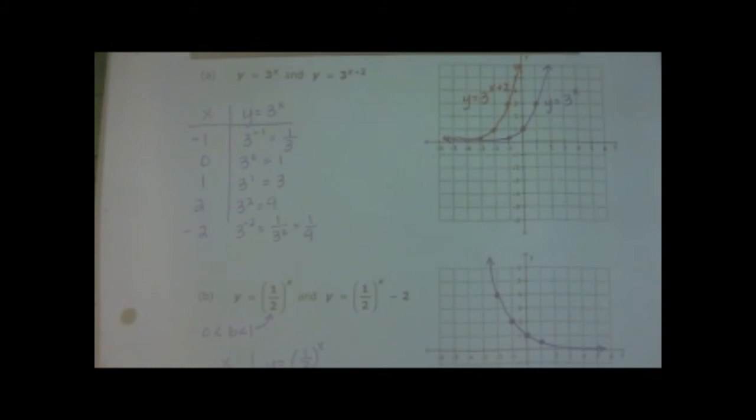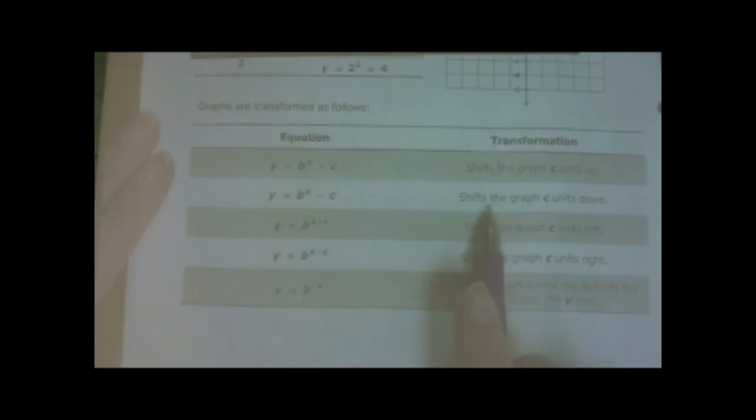So if you look at the difference between the two, it kind of flips direction if b is a fraction between 0 and 1. It'll be in this direction if it's greater than 1, and in this direction if it is between 0 and 1. So now let's do the second part of this, all right? And that is 1/2 to the x power minus 2. And let's go back to the transformation. So minus 2 means shift the graph c units down.